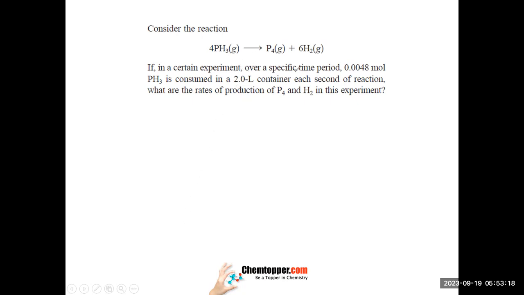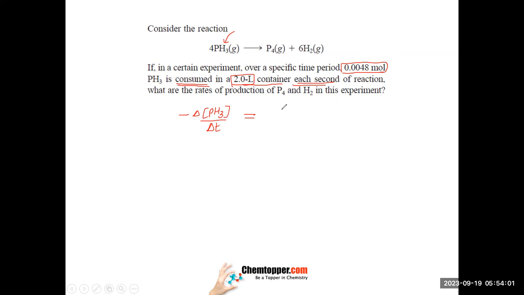In a certain experiment over a specific period, 0.0048 mole of the PH3 is consumed, meaning decreasing, in a 2-liter container each second. Because this is the reactant and it is consumed, can I say minus delta PH3 over delta T is how many moles are consumed in 2 liters each second?